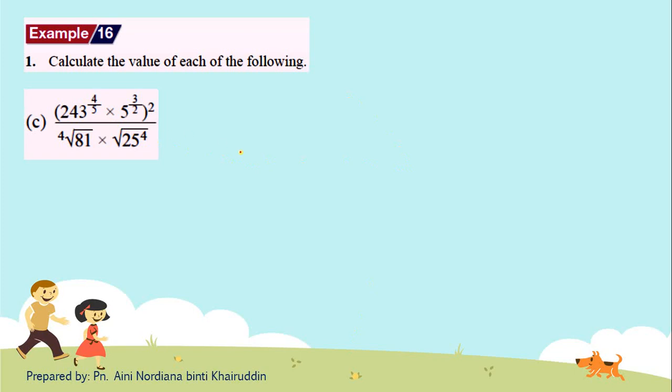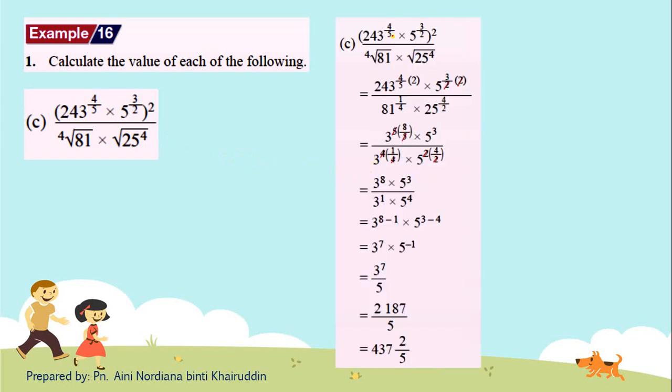So have a look at question C. This is the question, the first step. Taken out first. So 243 to the power of 4 over 5 times 2.5 to the power of 3 over 2 times 2. This form you change to this form. This one also in the form of 25 to the power of 4 over 2.